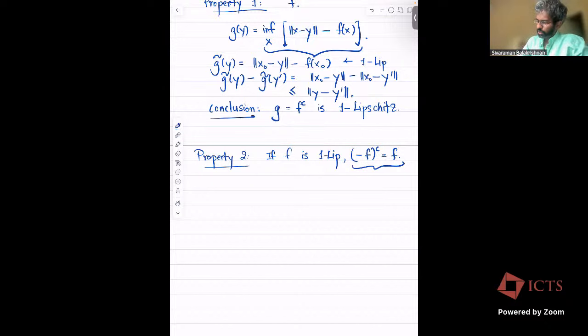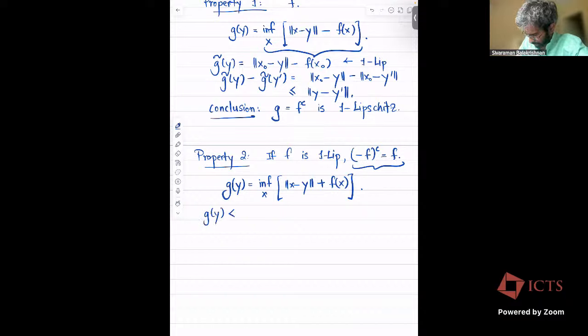So if I looked at the C transform of minus f, it is g of y is the inf over x of the norm of x minus y, now plus f of x. So this is the C transform of minus f. So let me just convince you of two facts. So g of y must be less than, I can plug in any value of x that I like. So let me plug in x equals y. And so I see that g of y must be less than f of y.